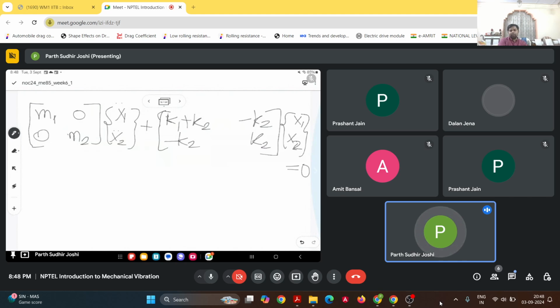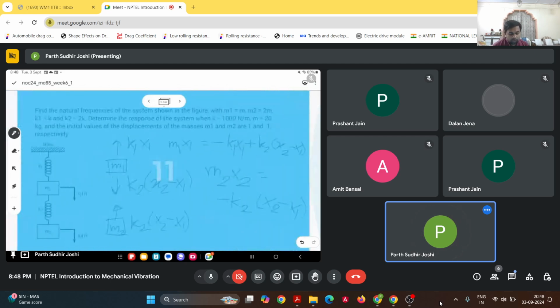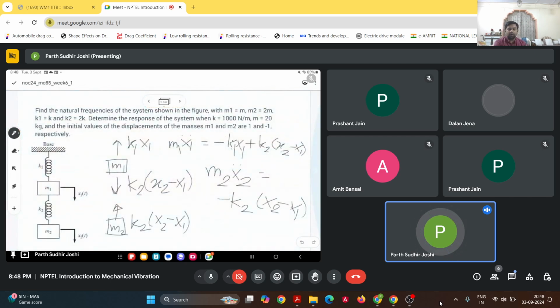So this is a free vibration problem. That's why there is no forcing, there is no damping here. So we just have a mass matrix and stiffness matrix. Now we can use a similar method to what we just discussed. But before that, we already know that there is some relation between the masses m1, m2, and k1, k2.